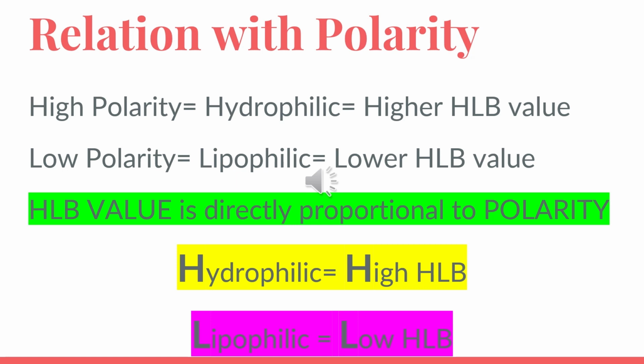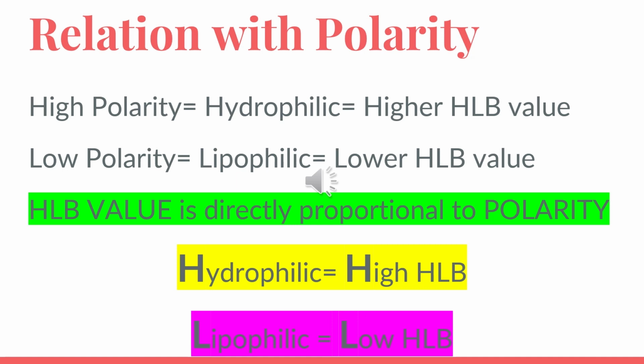You can remember this with the letters H and L. Hydrophilic starts with H and they will have a higher HLB value. Here higher also starts with H. And consider the case of lipophilic surfactants. Lipophilic starts with L and lower also starts with L. From this, you can remember that lipophilic surfactants will have a lower HLB value.